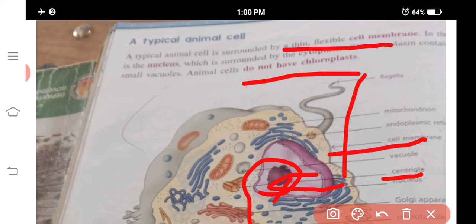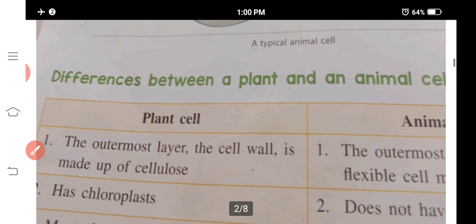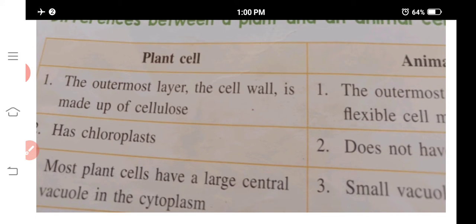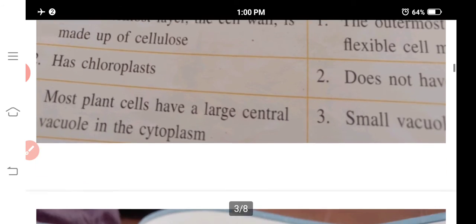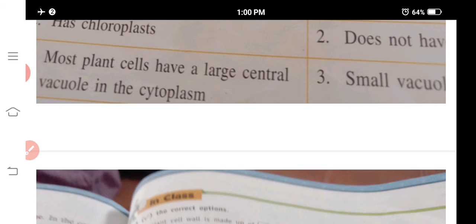Next is the difference between plant and animal cells. In the plant cell, the outermost layer, the cell wall, is present. In the animal cell, the outermost layer is the cell membrane. The cell wall is made up of cellulose, while in the animal cell it is a flexible cell membrane. Plant cells have chloroplasts and animal cells have centrioles. Most plant cells have a large central vacuole in the cytoplasm, which is prominent, and small vacuoles are present in animal cells. The plant cell wall is made up of cellulose. The cell membrane is porous. Green colored plastids are called chloroplasts.